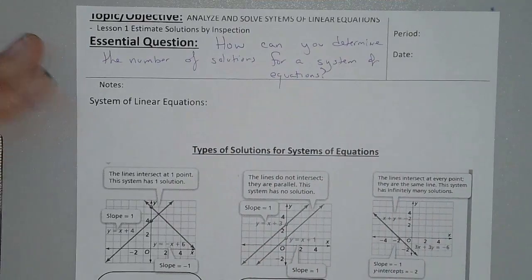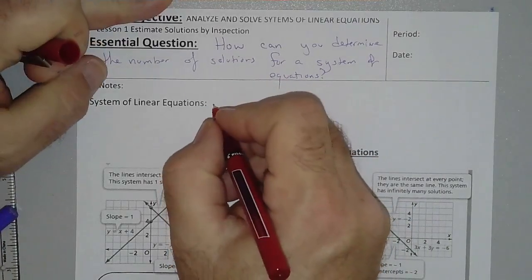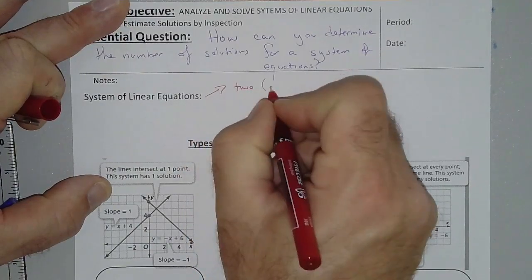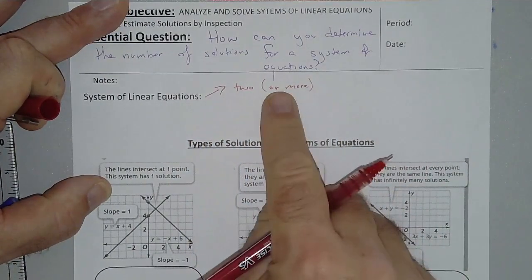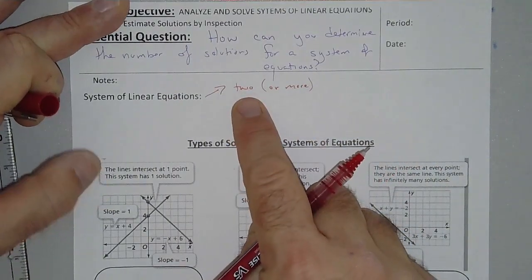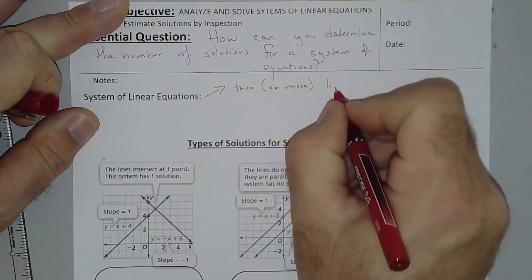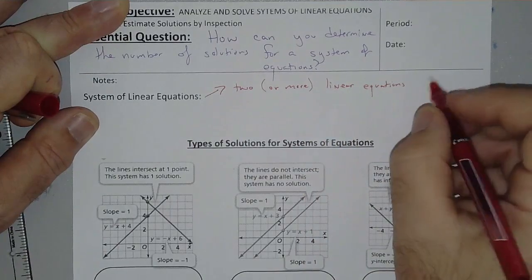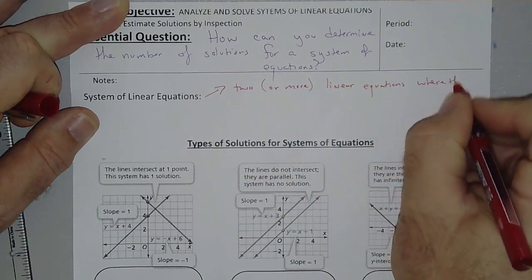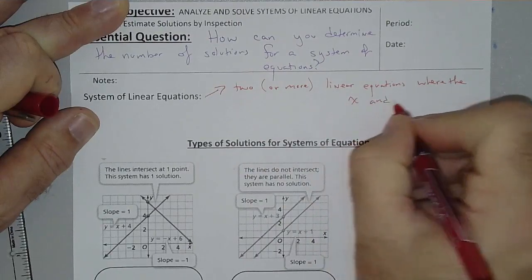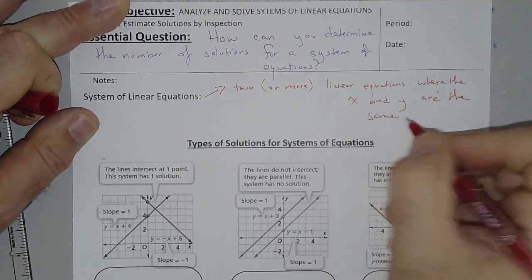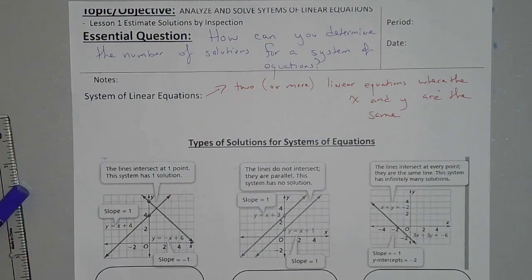Now, I know what you're thinking, like, what's a system of equations, right? This is brand new. So when we talk about a system of linear equations, so we're talking about lines here, what we're talking about is two or more, but the reality is we really don't do or more. We really just work with two linear equations where the x and y, or input and output, are the same. Okay, what does that even mean if we just say they are the same?